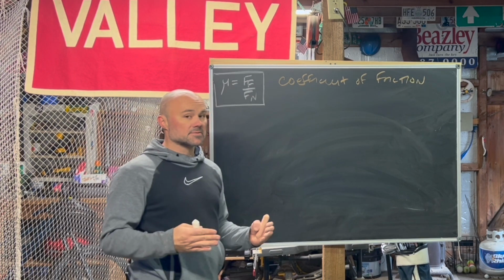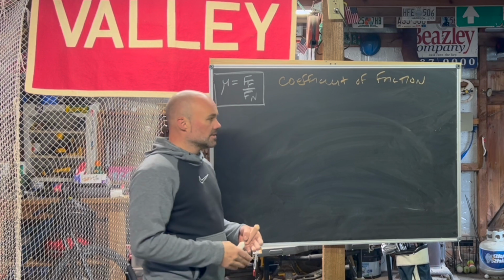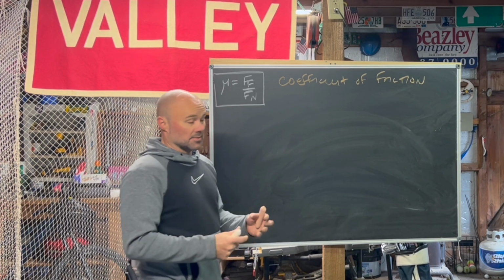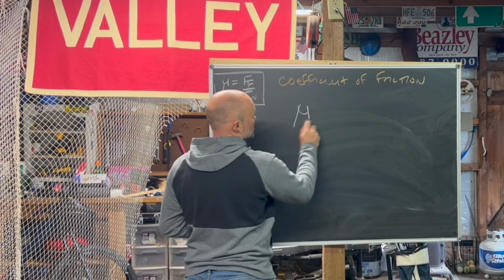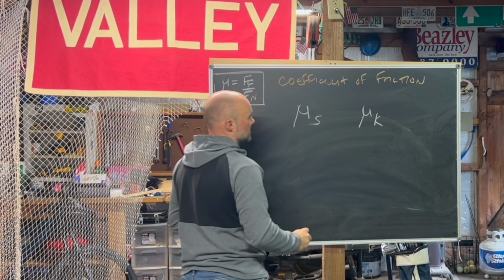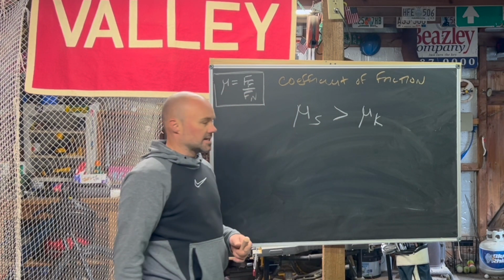There are two different types of friction that we want to think about. There is static friction and kinetic friction, and as such, objects have a coefficient of friction for both. So there is a coefficient of static friction and a coefficient of kinetic friction. And the coefficient of static friction is always greater than the coefficient of kinetic friction.